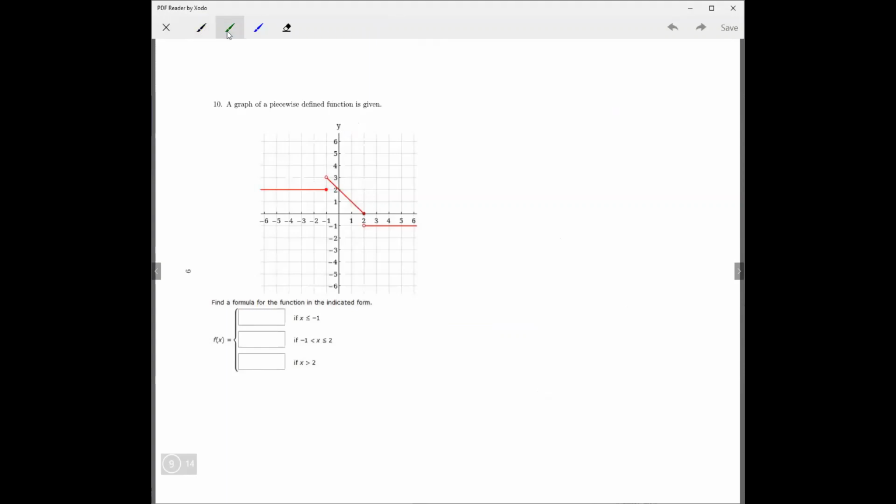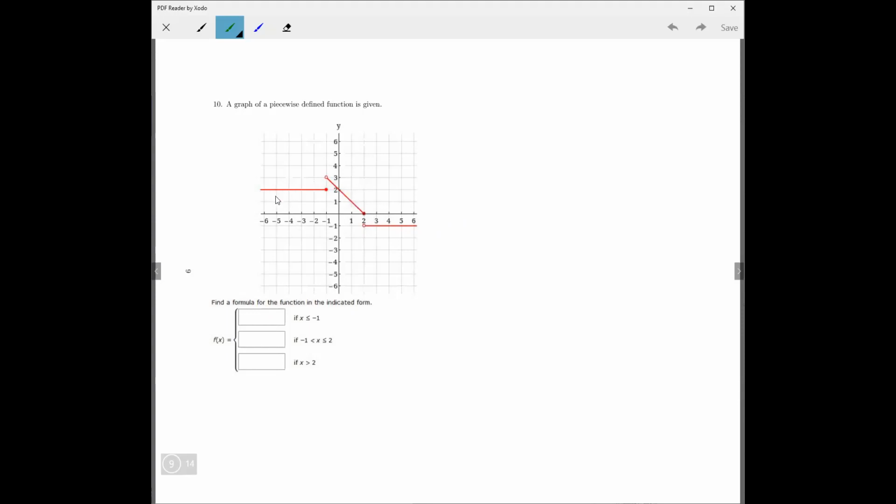So here they're giving us a piecewise defined function. You have this coming in like that. You have this horizontal line coming in right here, but it ends right there. And then you have this line right here, which goes from here to here. And then you have a third horizontal line, which goes from here on over.